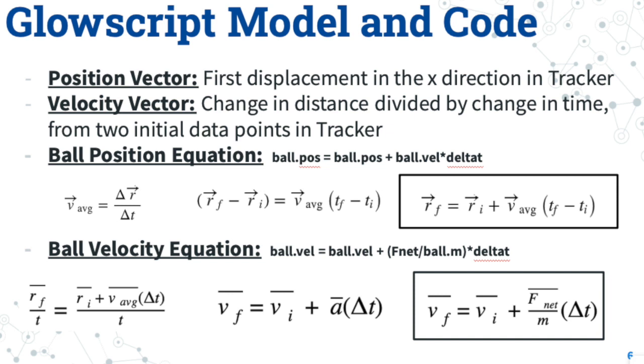To start with the ball position, I took the average velocity formula and expanded it to get that the final position is equal to the initial position plus the average velocity times the change in time. To find my ball velocity equation, I simply divided my ball position equation by t. To update these in GlowScript, I simply replace the typical physics variables with the variables pre-designated in GlowScript.